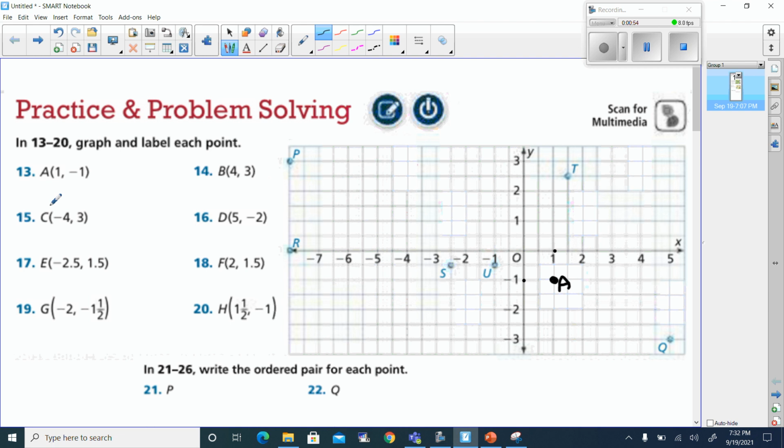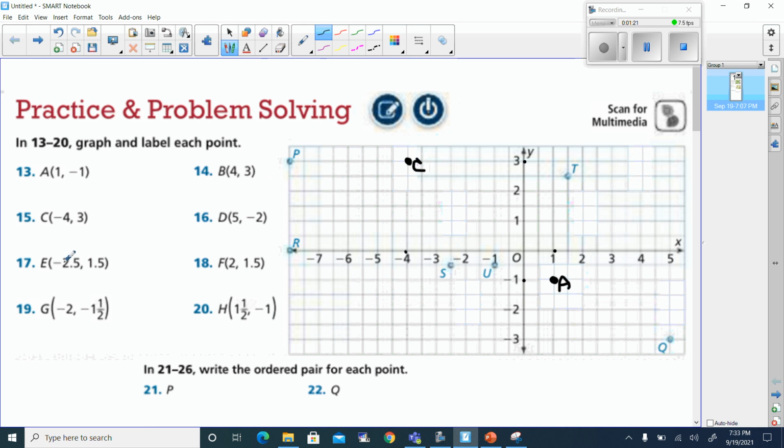All right, I'm going to do 15 now. Remember, I got all the odd ones. -4 and 3. So I'm going to go to -4 this time, which is right here. And then 3 is a +3 on my y, so that would be up here. If I come up to where 3 is, that should put me right there with -4. So I'm going to put this dot right here and label it C.